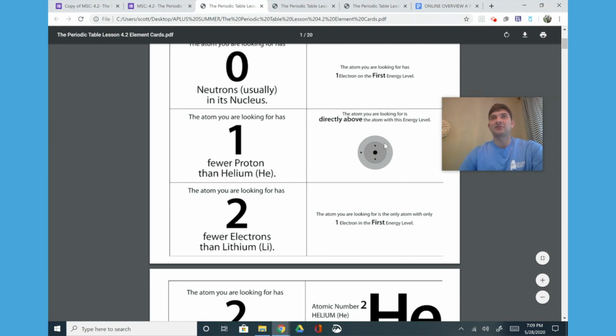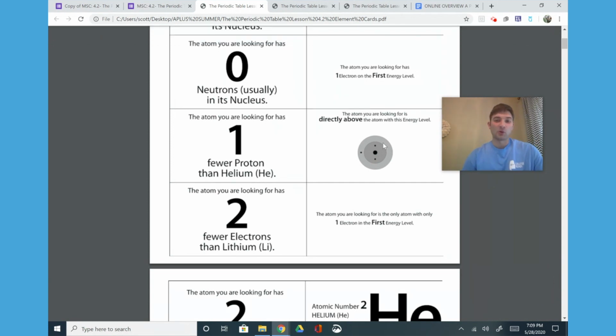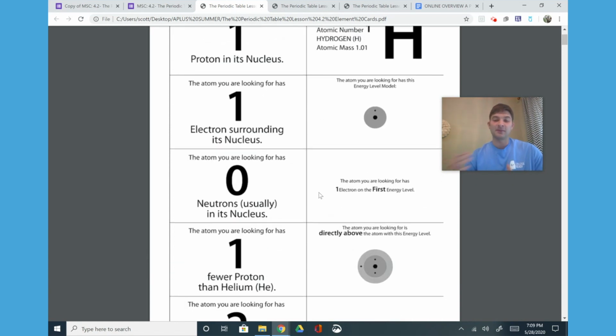So the students have to be able to recognize the Bohr model. They need to be able to recognize energy levels. They need to know how the periodic table is organized. This is a great lab to demonstrate that. And over here, 2 fewer electrons than lithium. Like I said, it makes them think. It's a really good lab.